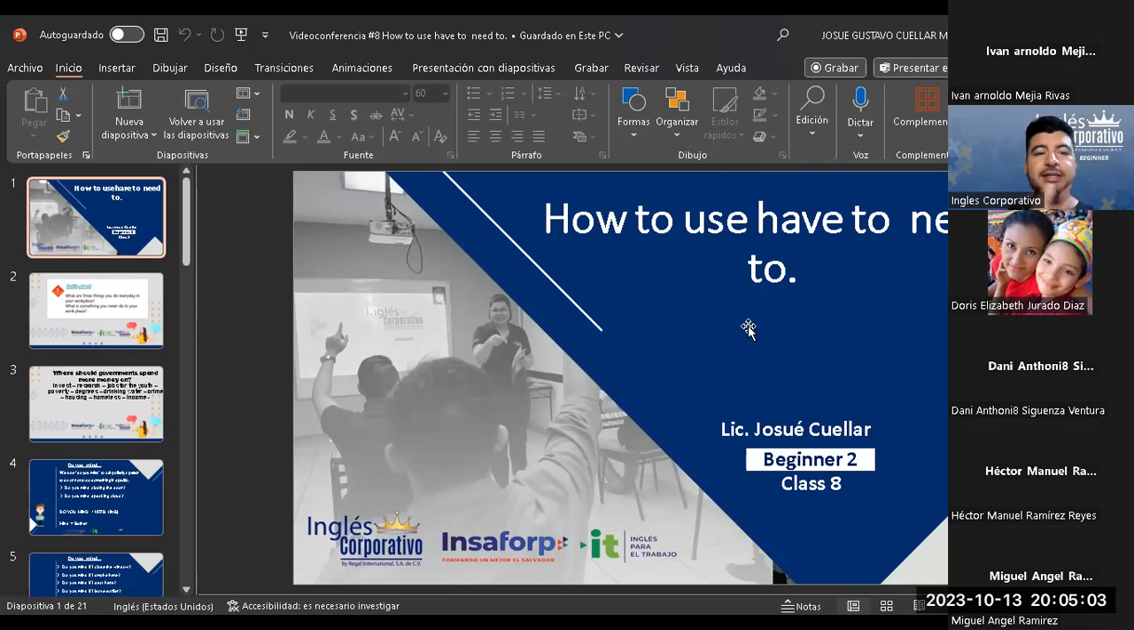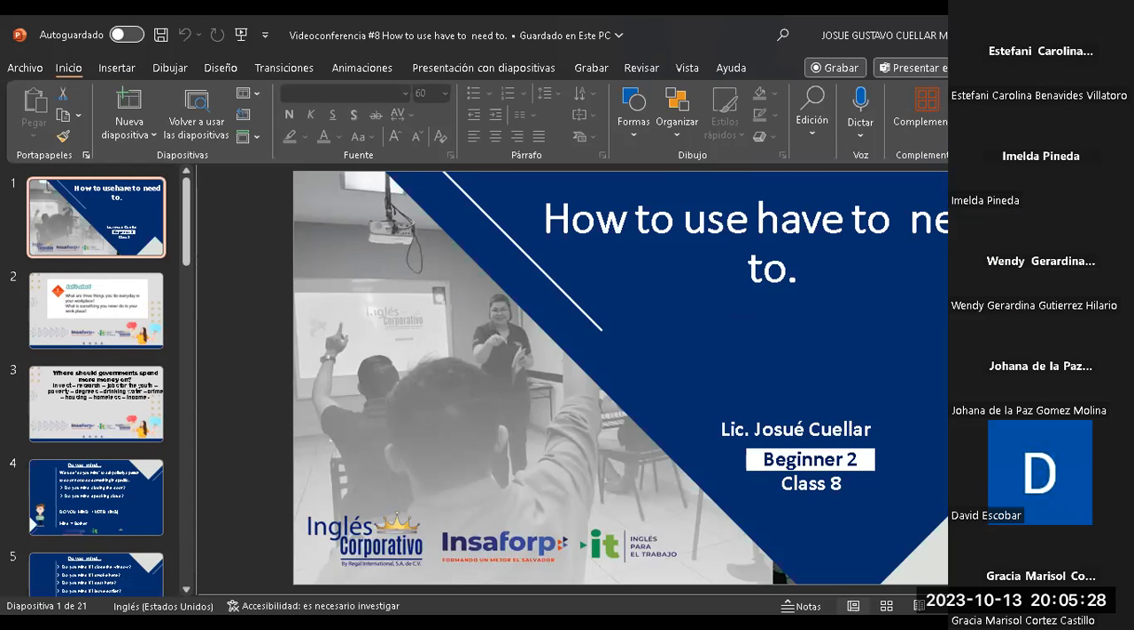So, that's basically the big difference. Have to is an obligation, urgently. But when you say need to, necesitas hacer algo, it's something important, but it's not urgent. Algo muy importante, pero no es urgente. So that's the main difference between these two phrases.